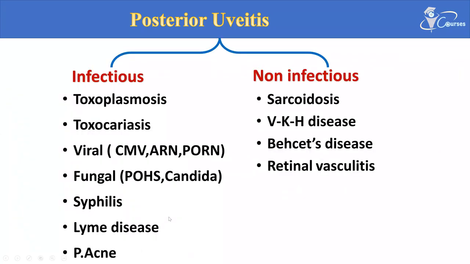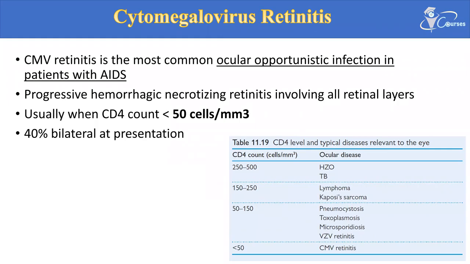To classify posterior uveitis again into infectious and non-infectious: the infectious causes are toxoplasmosis and toxocariasis; viral, such as cytomegalovirus retinitis, acute retinal necrosis and progressive outer retinal necrosis; fungal, such as presumed ocular histoplasmosis and candida; syphilis, Lyme disease, and Propionibacterium acnes. The non-infectious causes are sarcoidosis, Vogt-Koyanagi-Harada disease, Behçet disease, and retinal vasculitis. Toxoplasmosis and toxocariasis have already been covered in pediatric ophthalmology. We will start with the most commonly asked in the exams, which is viral posterior uveitis.